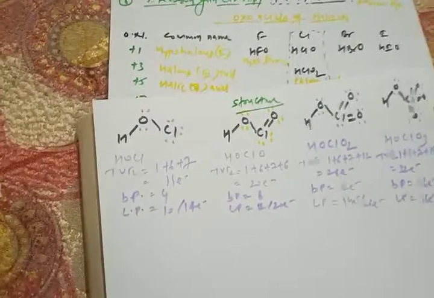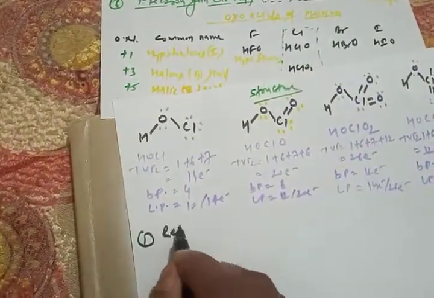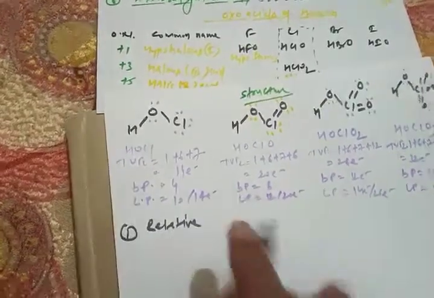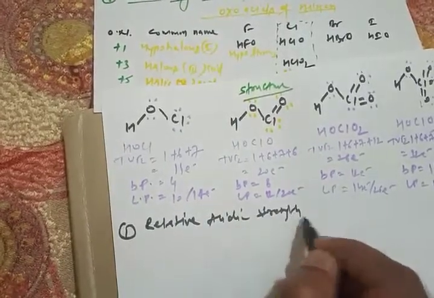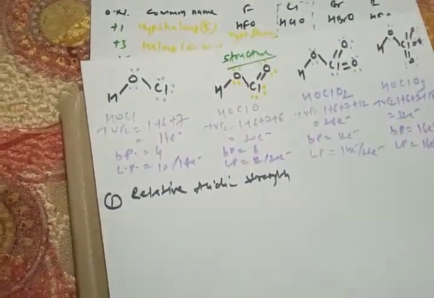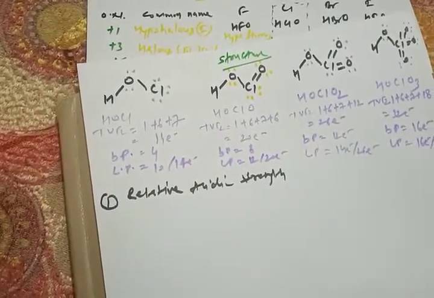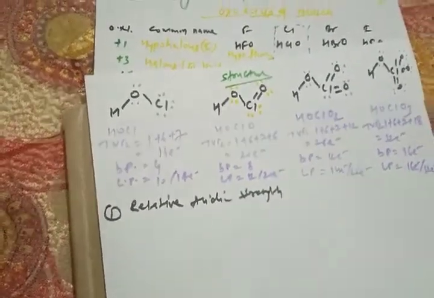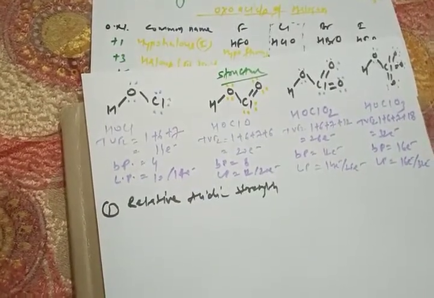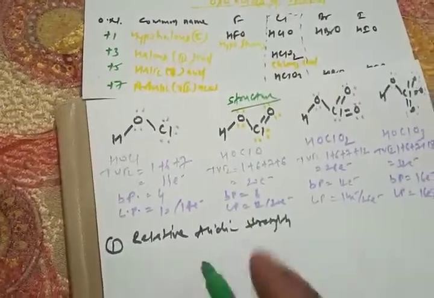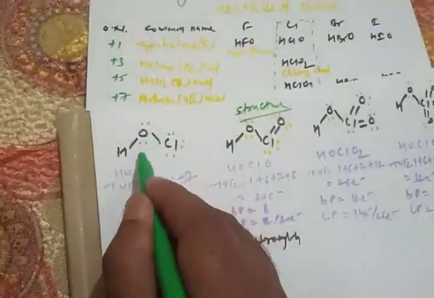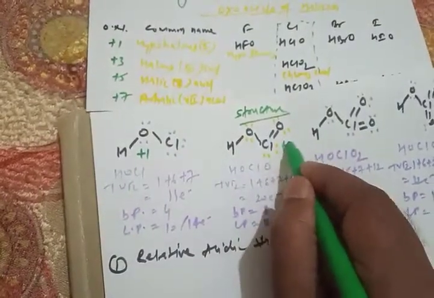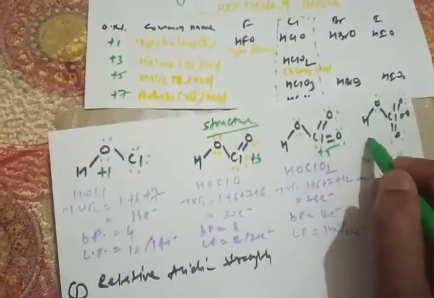Now the relative acidic strength. As we know, as the oxidation number increases, the relative acidic strength increases. So here the oxidation number, we are talking about chlorine because the central atom is chlorine. We are talking about the oxoacids of chlorine. So here the oxidation number is +1, here it is +3, here it is +5, and here it is +7.